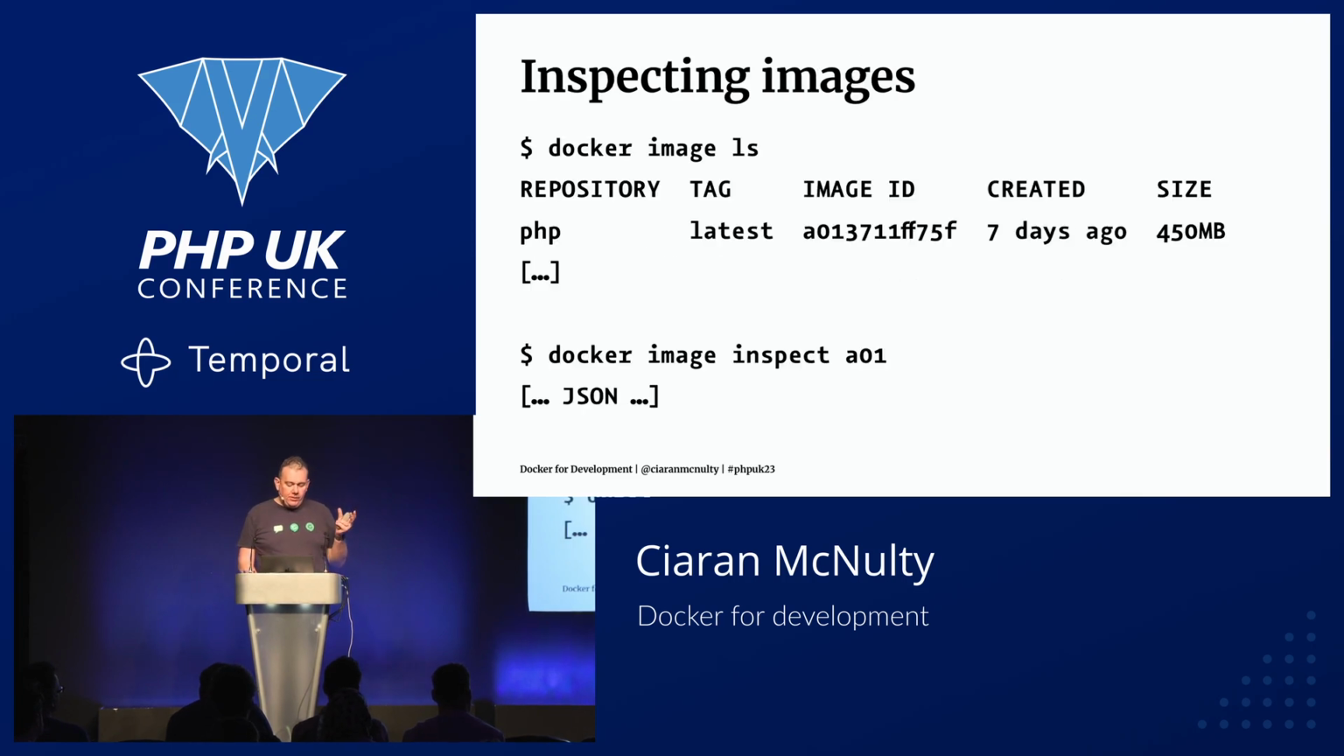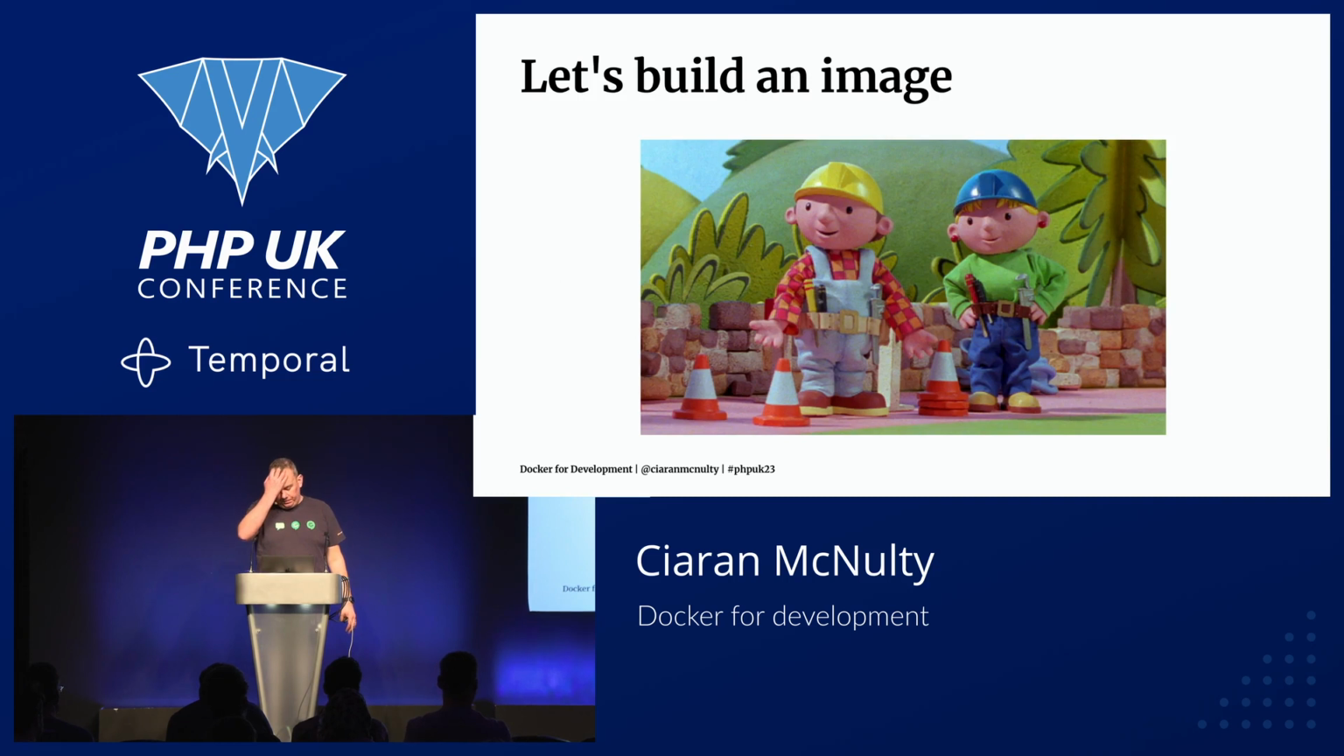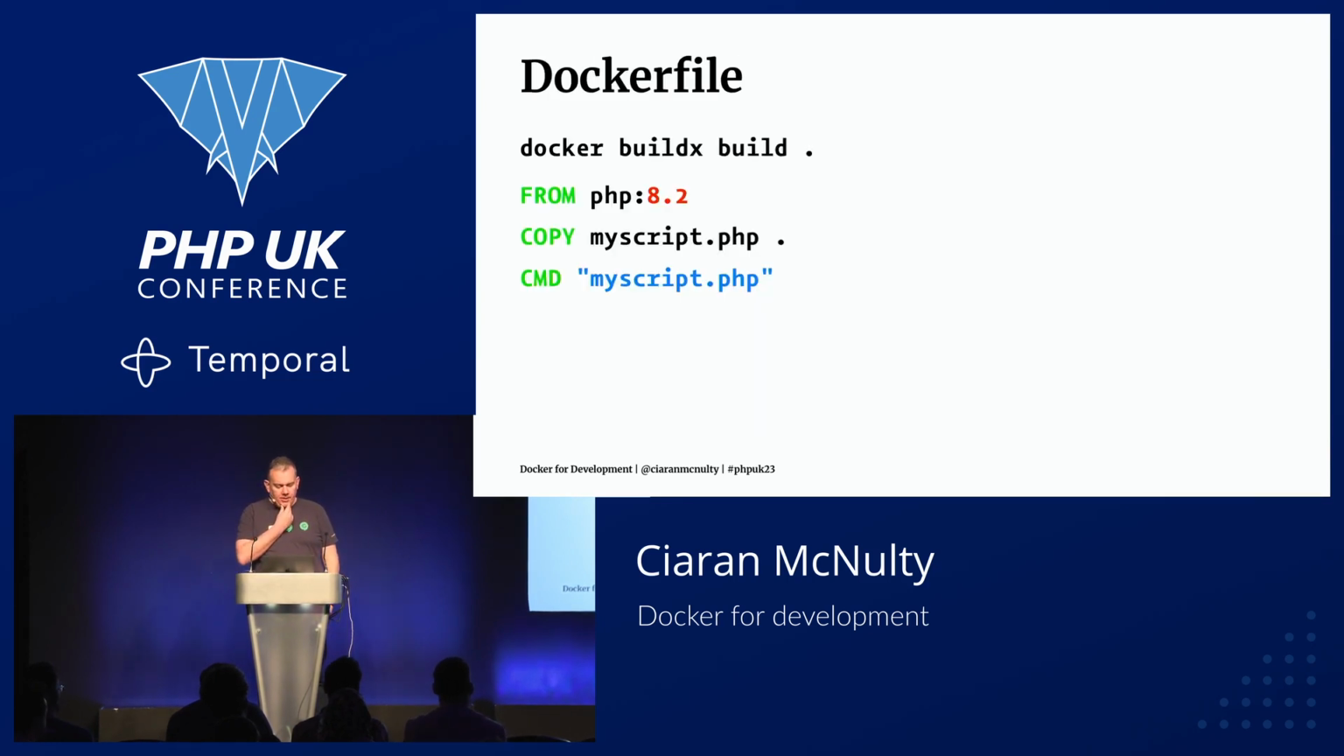And there are various ways of looking at what images you've got, and if you image inspect an image, you get a huge amount of JSON come back that tells you all about it and how it got built and what's in it and who made it and that sort of thing. So let's build one. Most of the time you'll be building an image for your project. And the way you build an image in Docker is writing a Dockerfile.